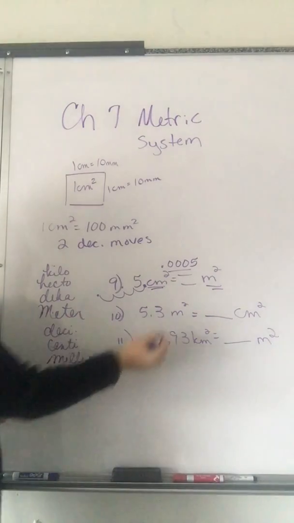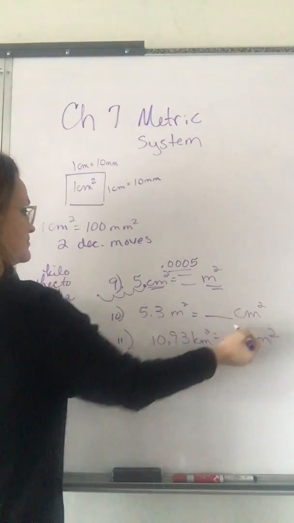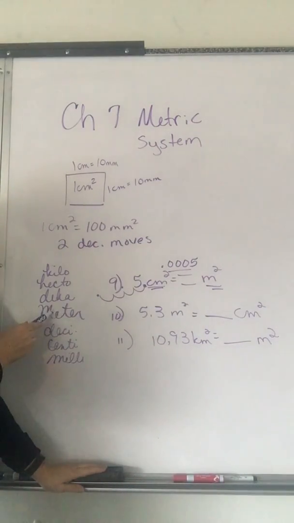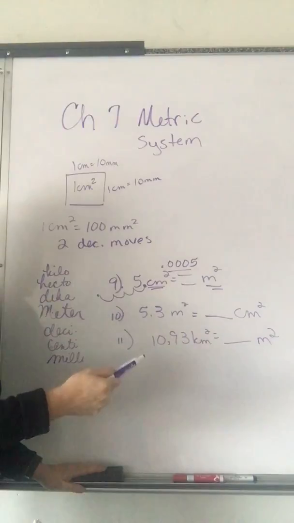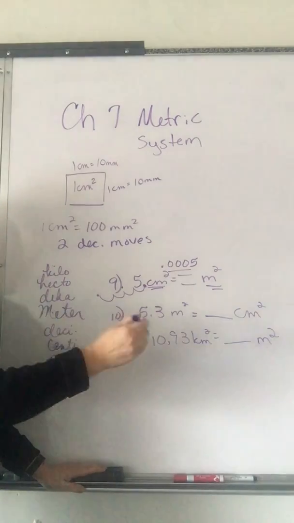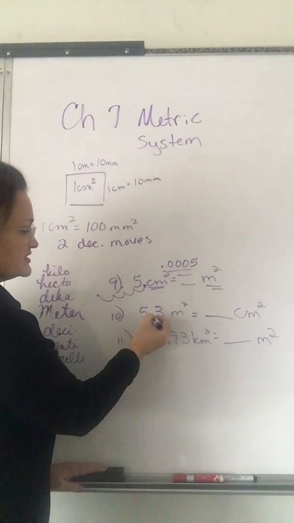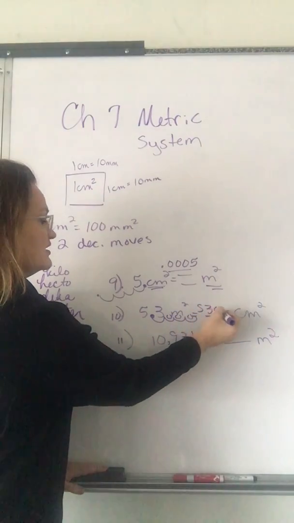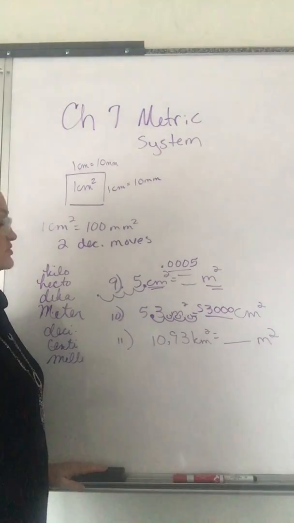Number 10, we're going from square meters to square centimeters. Square meter to square centimeter is down the scale, and it's 2 moves on the scale. We double that, so it makes 4 moves, because there are 2 moves for every move on the scale when it's square units. Down means right, so we take our decimal point that's given, 1, 2, 3, 4, and that's 53,000 for our answer to number 10.